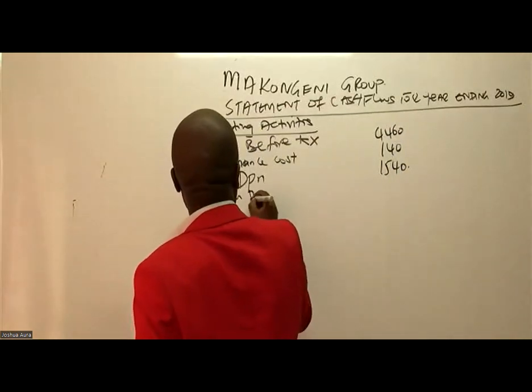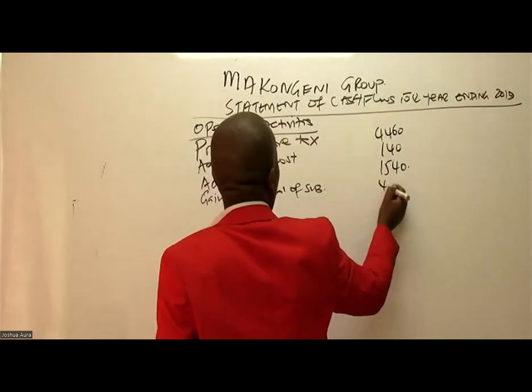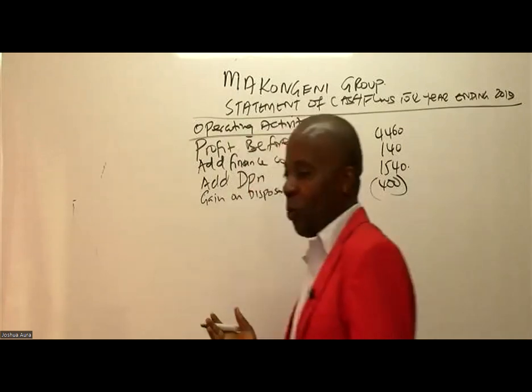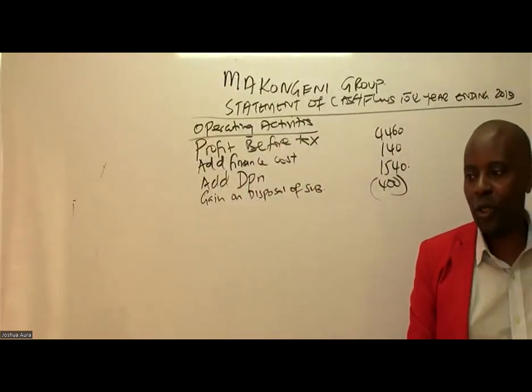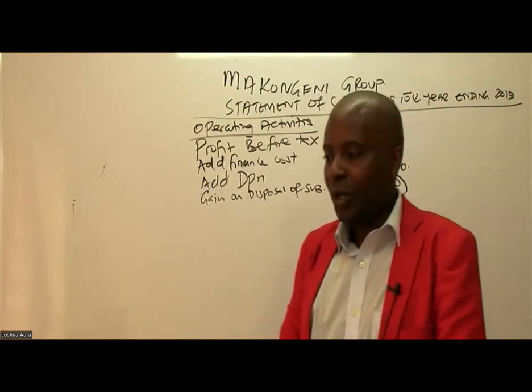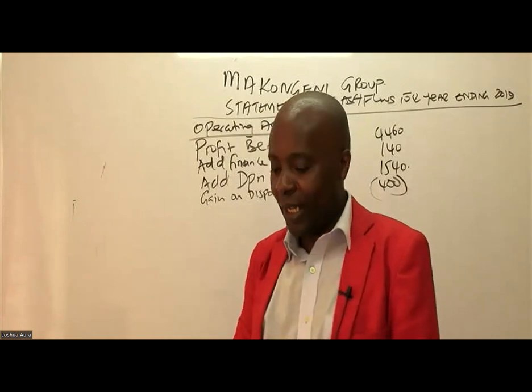Gain on disposal of the subsidiary, 400. Of course, it's a gain. We are doing the opposite. We are subtracting. Of course, I know there will be gain in selling this.